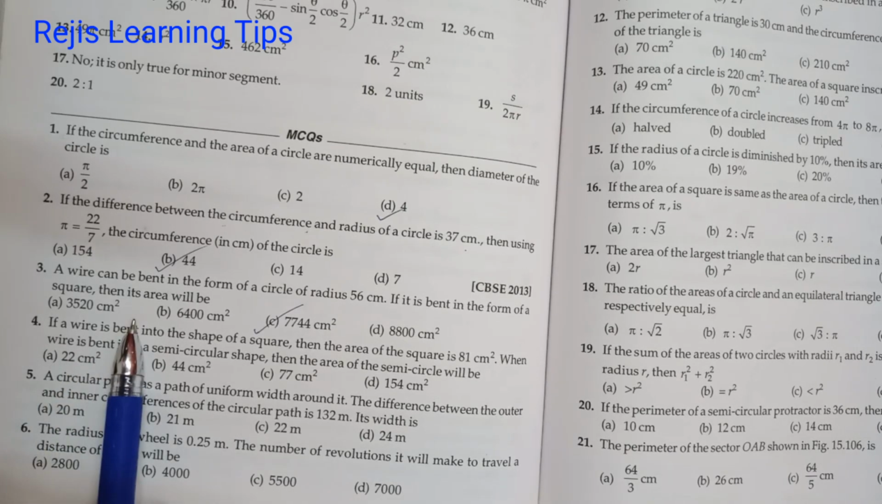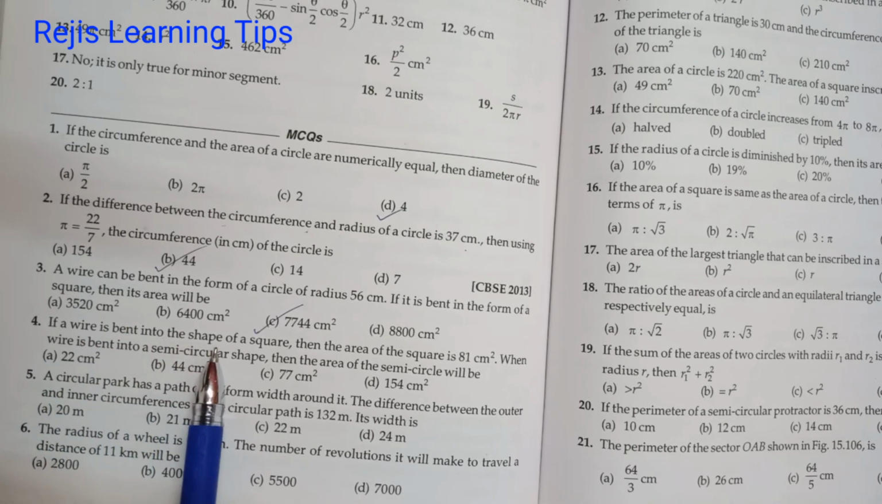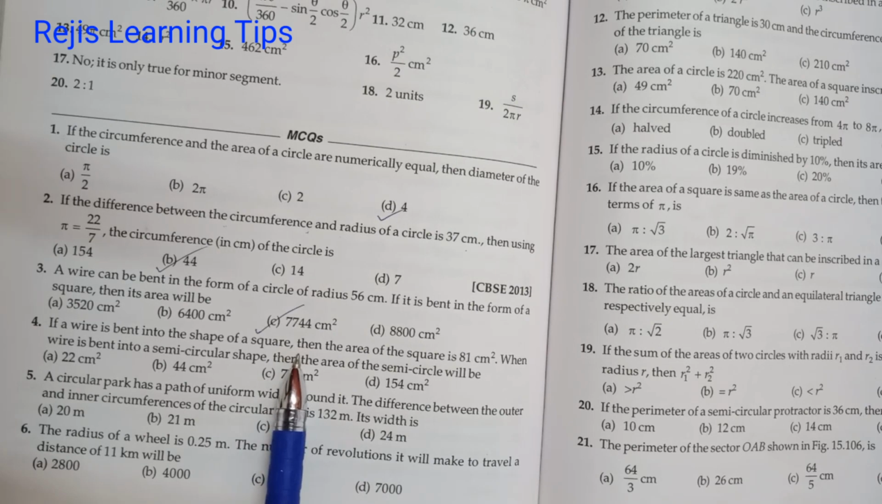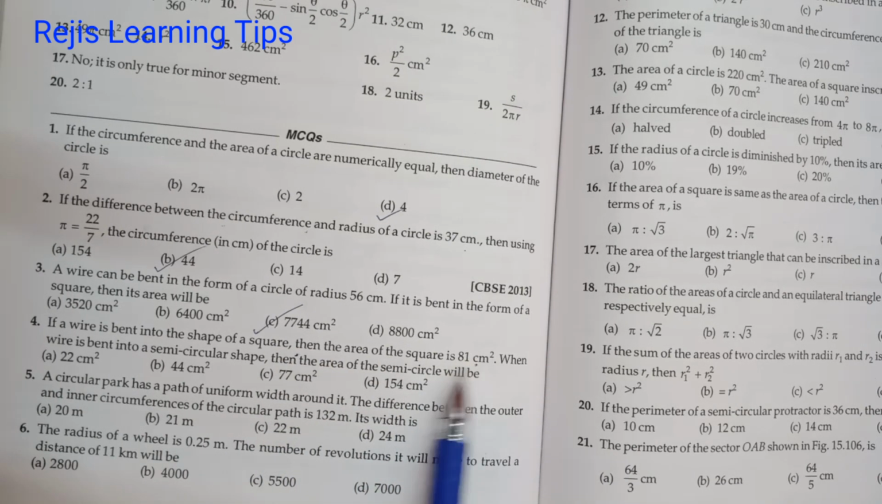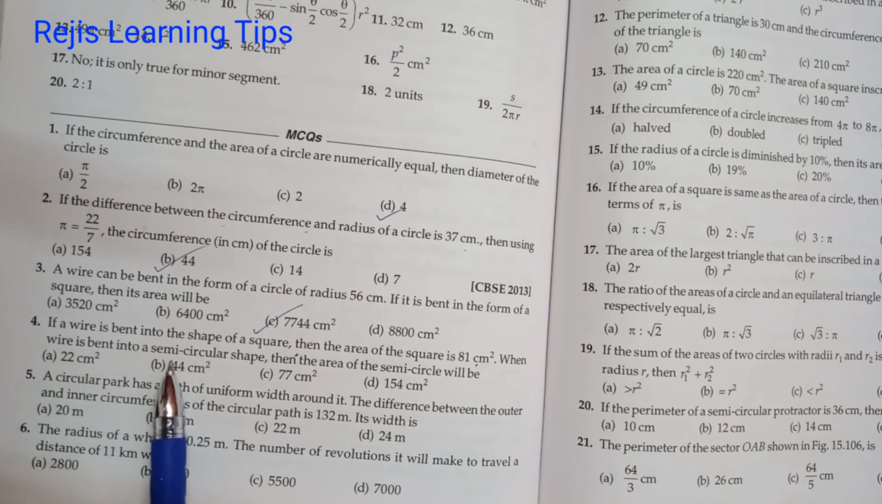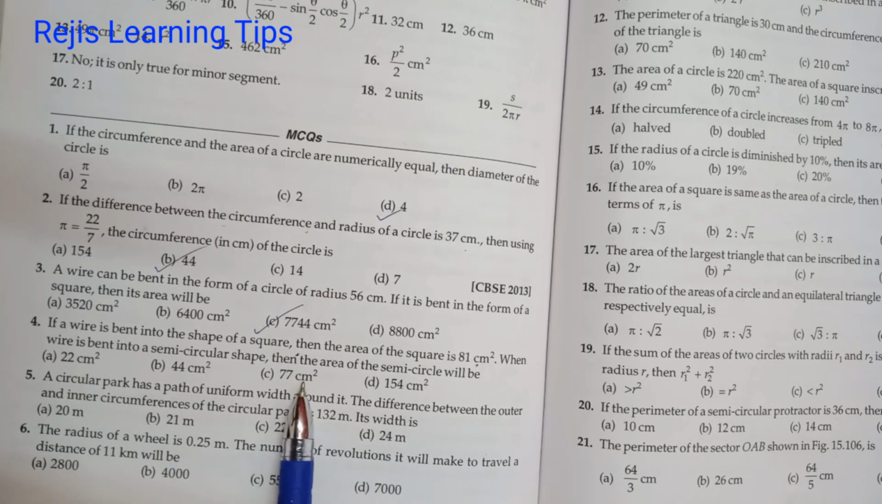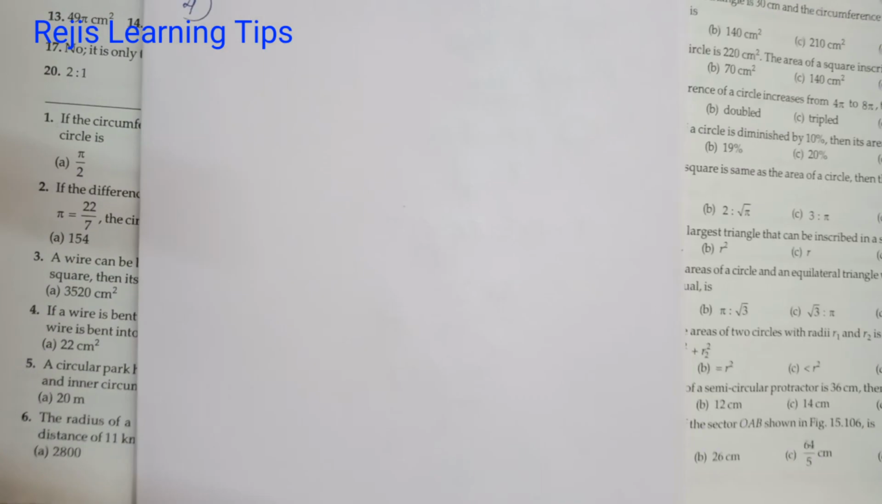Then fourth question. If a wire is bent in the shape of a square, then the area of the square is 81 centimeter square. When the wire is bent in a semicircular shape, then the area of the semicircle will be 22 centimeter square, 44 centimeter square, 77 centimeter square, 154 centimeter square.